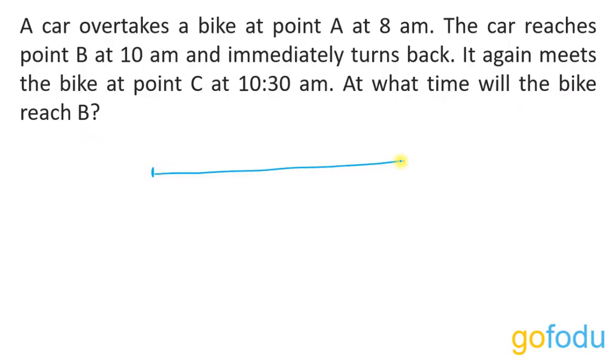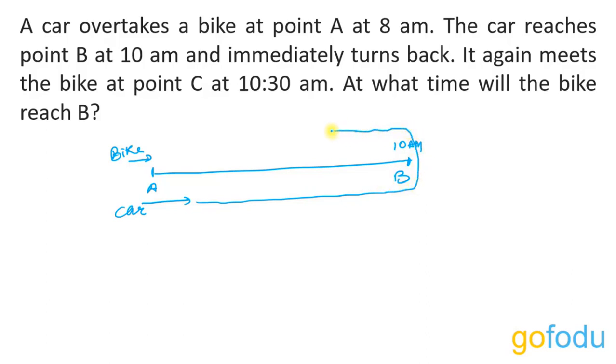Okay, so we have a point A at which the car overtakes the bike. The car reaches point B at 10 am and returns from point B and meets the bike again at point C at 10:30 am. The bike meanwhile will be covering this distance AC. So this is the scenario here.